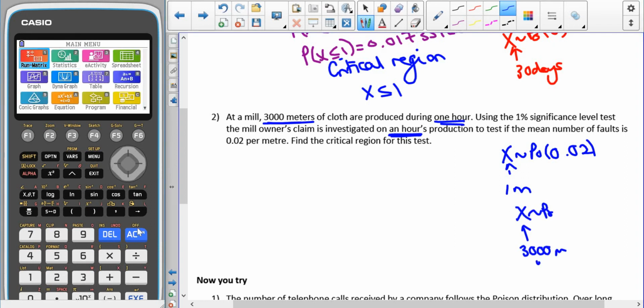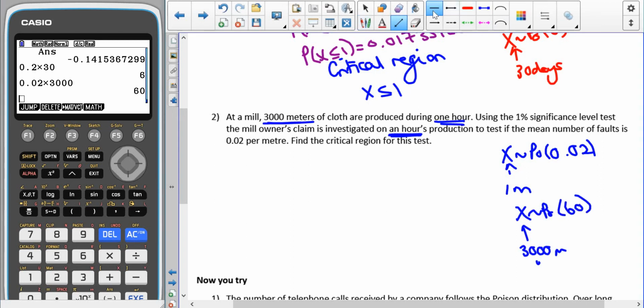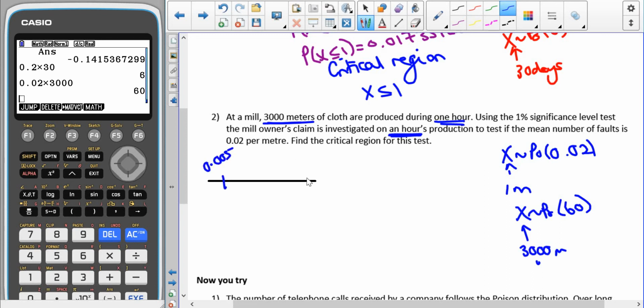So again, back into our normal calculator. 0.02 times 3,000. And this time we get 60. Because it just says that we're seeing if it is, not if it's more than 0.02 per metre or less than 0.02 per metre, that means that we have a two-tailed test. So we're wanting half of our 1% at this bottom end and half of the 1% at our top end.